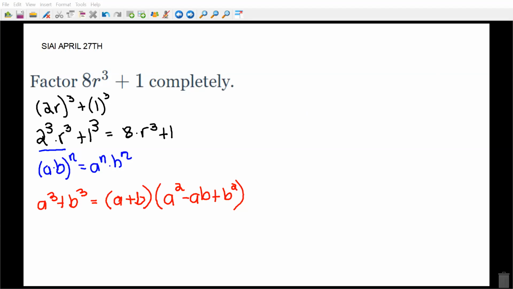Teacher, is it like two-factor completely? Sorry? Yes, read what it says. It says factor 8r to the third plus 1 completely.